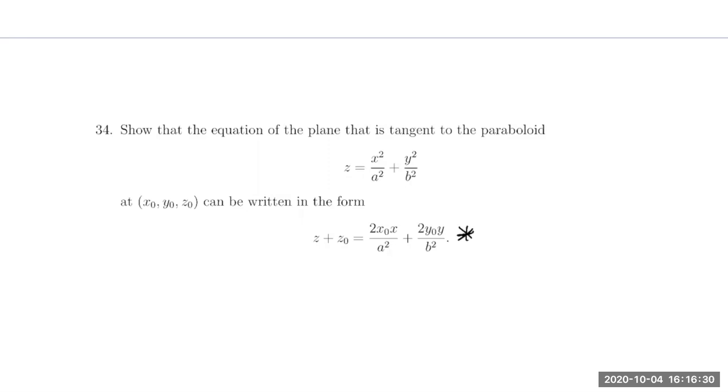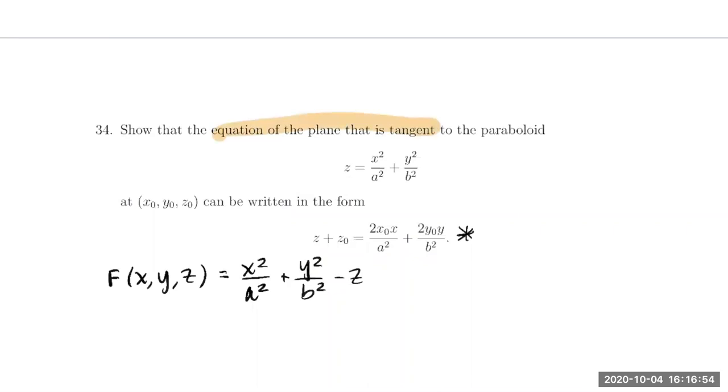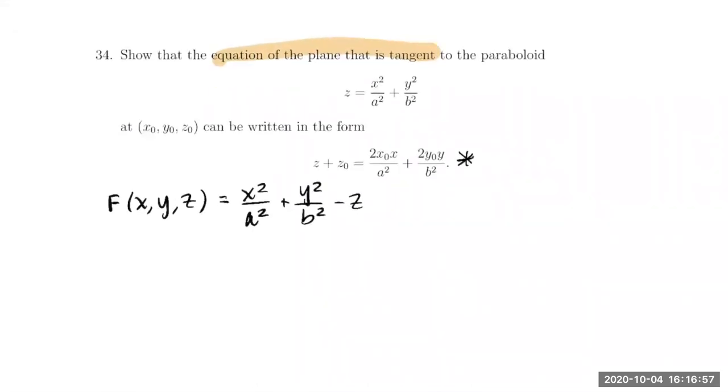All right, so as always, we want to make sure that all of our x, y, and z terms are on one side. So I'm going to kick the z over with the x and y terms. So I'm going to write my f of x, y, z as x squared over a squared plus y squared over b squared minus z. Now to come up with an equation of the tangent plane, I need to first find the normal, which is going to be the gradient.